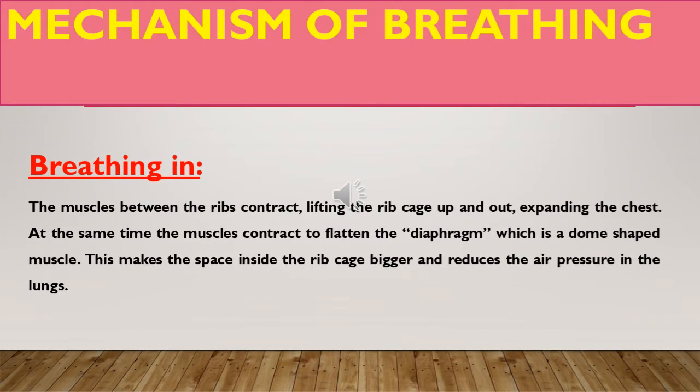Now we are going to write the first phase of breathing, which is breathing in. The muscles between the ribs contract, lifting the rib cage up and out, expanding the chest. At the same time the muscles contract to flatten the diaphragm, which is a dome-shaped muscle. This makes the space inside the rib cage bigger and reduces the air pressure in the lungs.